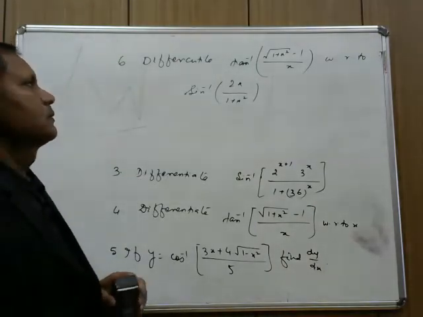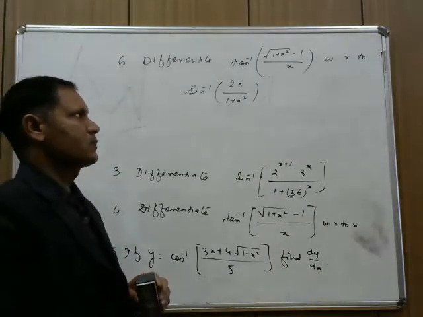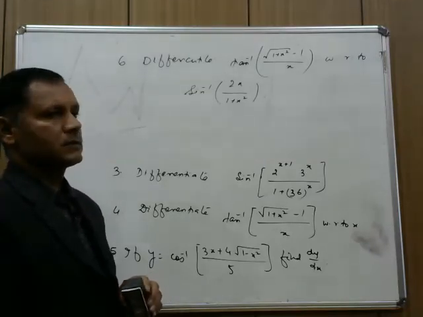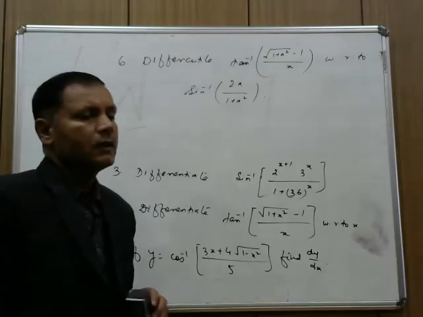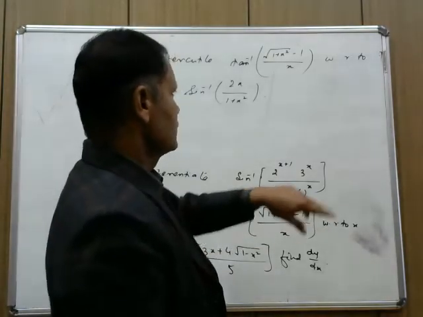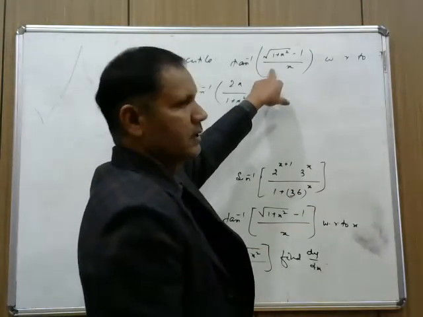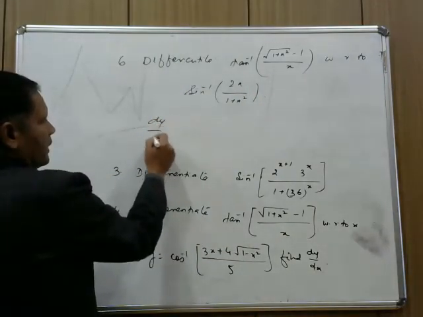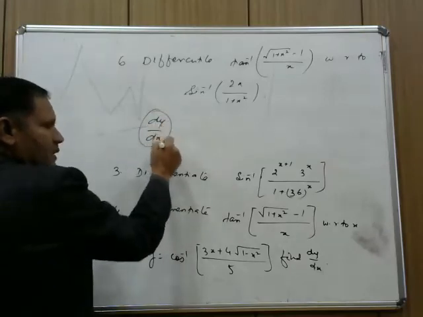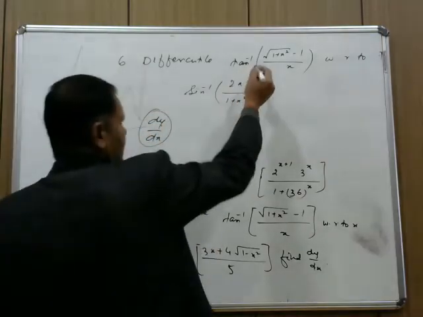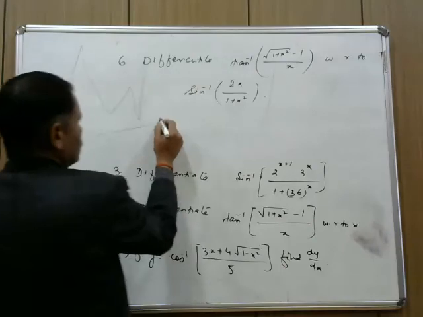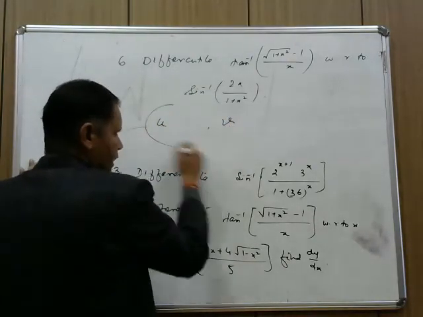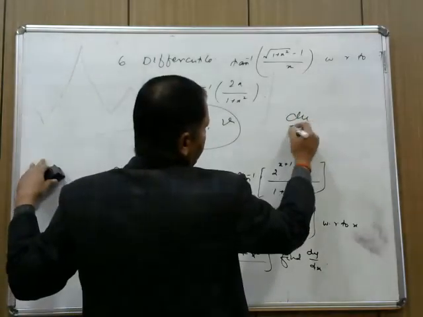Differentiate tan⁻¹ of (√(1+x²) − 1)/x with respect to sin⁻¹ of 2x/(1+x²). Actually, see what it is asking in these questions. Differentiate this with respect to this. You know that when we write dy/dx, it means differentiation of y with respect to x. Let this one be u and this be v, and then you are asked to find the value of du/dv.